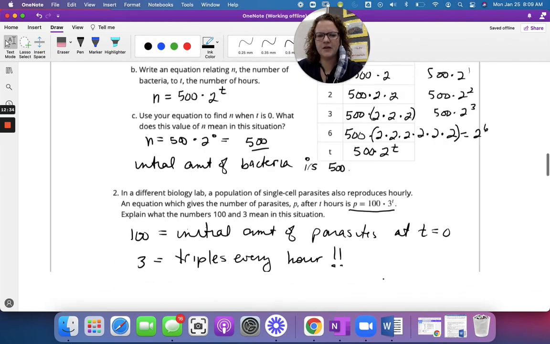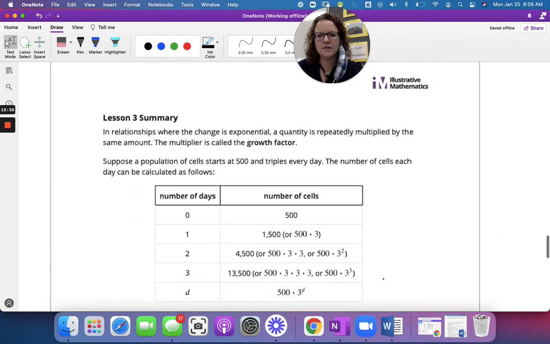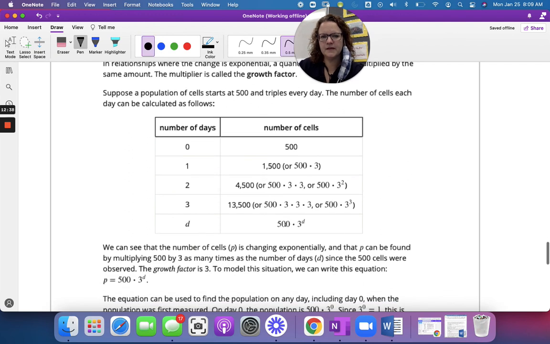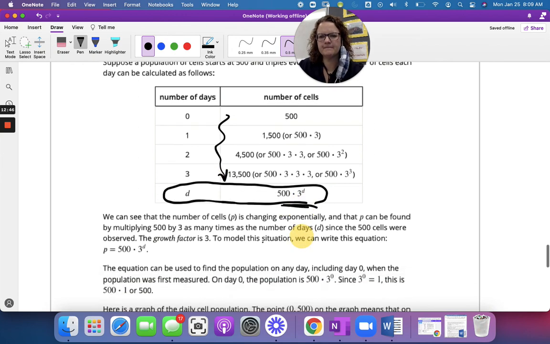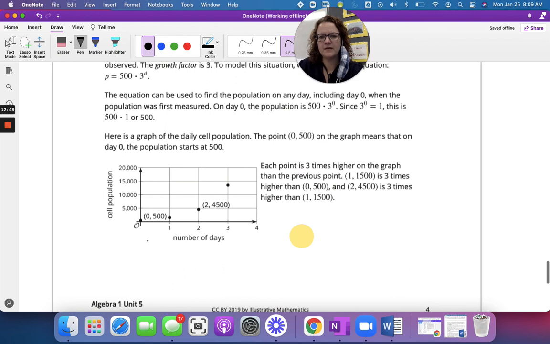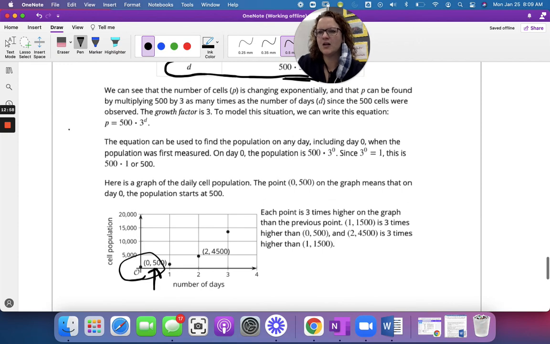All right, and then you have your summary at the end, which you have in your book. Cool. Okay, these are problems that we always see. You build your equation, and then by the end you get the equation, right? And then graphing. My initial value, so it's 500, and yeah, we're tripling it. All right, I'm going to log off. Good job.